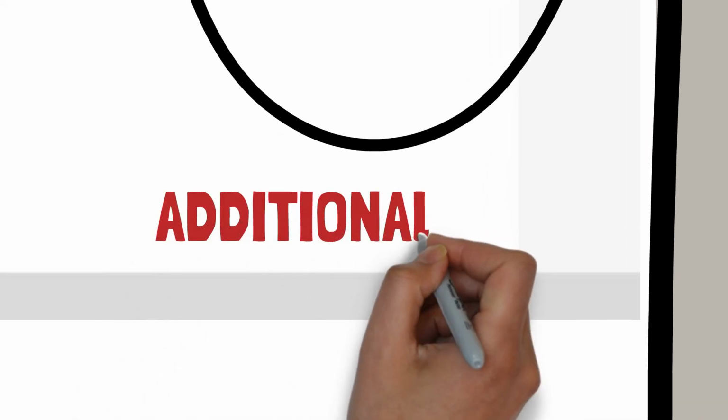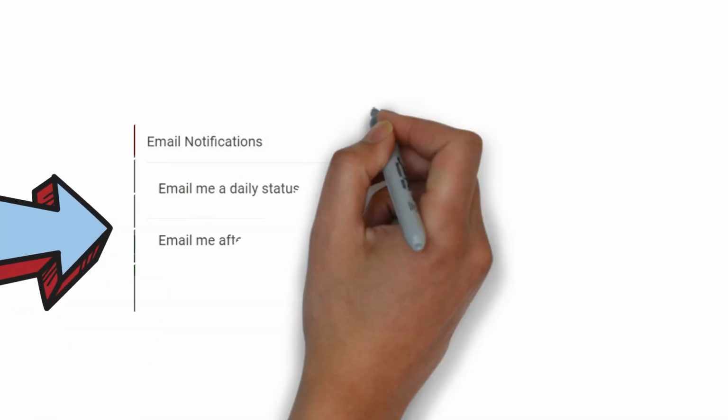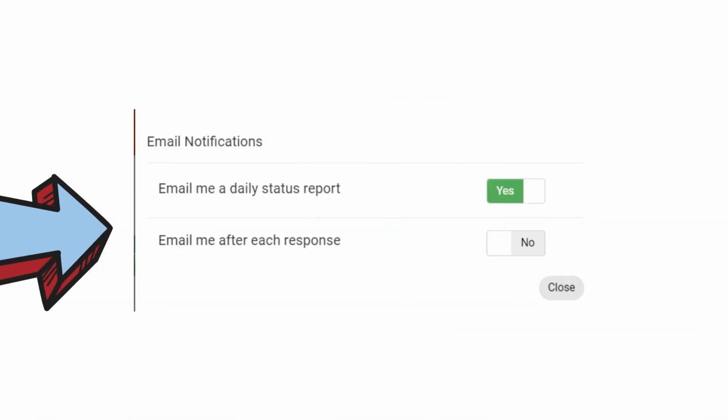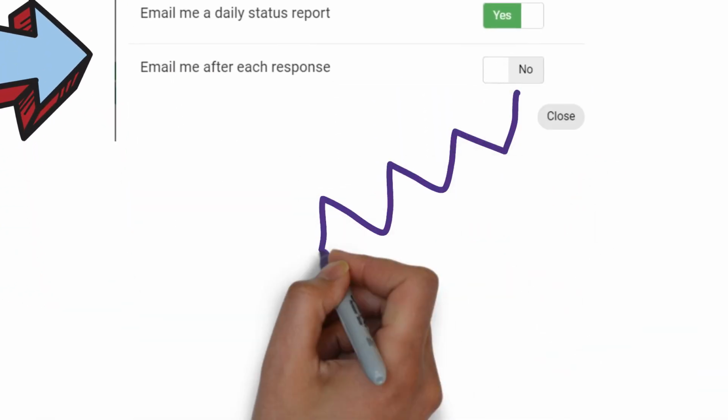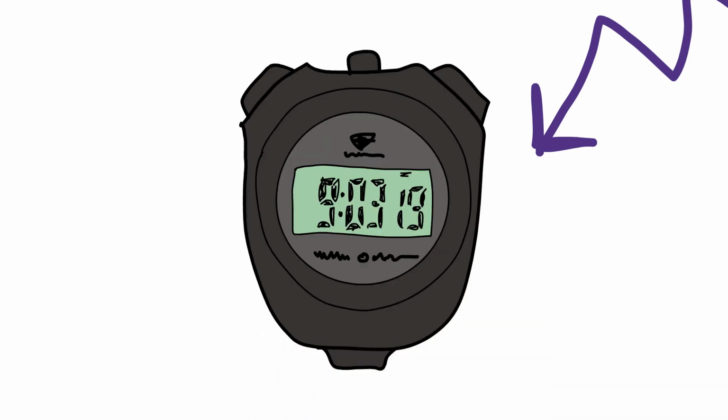Please note, reminders also send an additional link. You can also manage email notifications and opt to receive a daily status report if you don't want to log into Checkster every day. This will help speed up turnaround time and stay on top of the process.